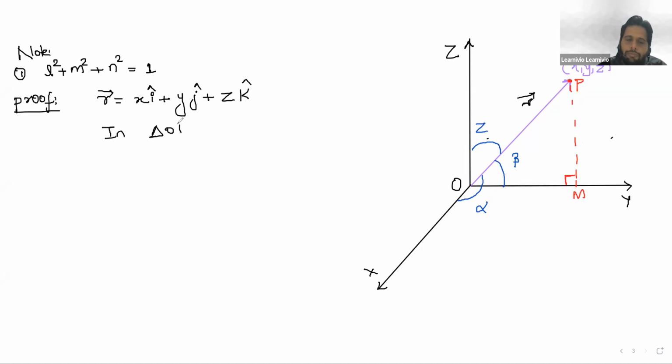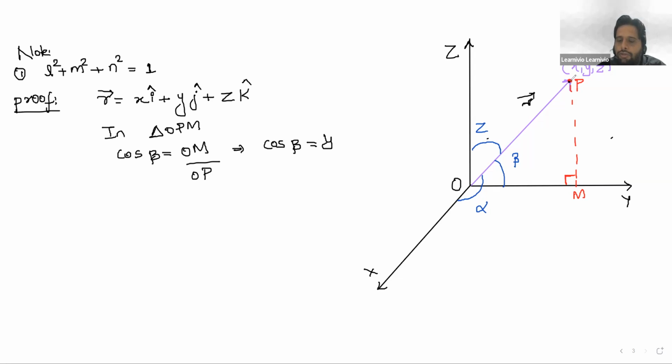In triangle OPM, cos beta is equal to what? Base by hypotenuse. Base is OM, hypotenuse is OP. So cos beta is equal to OM by OP. Let this be OM. This coordinate is x, y, z. We are taking it on the y-axis, so this will be y.